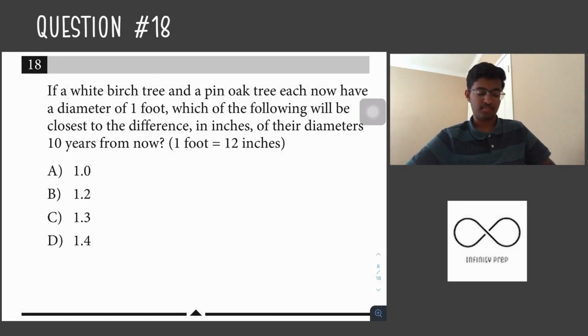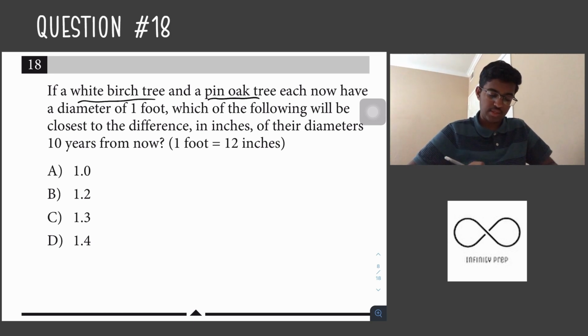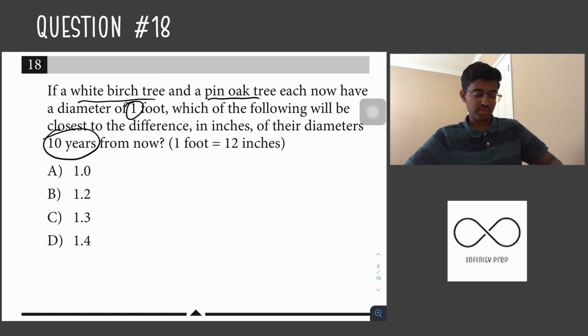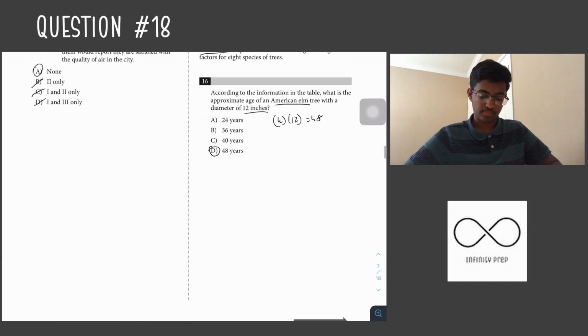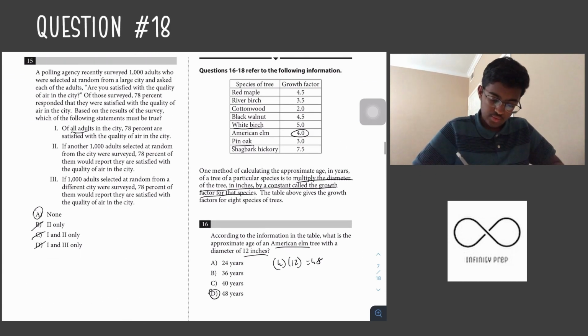Question number 18. If a white birch tree and a pin oak tree each now have a diameter of 1 foot, which of the following will be the closest to the difference in inches of their diameters in 10 years from now? Let's first take a look at the growth factor of the white birch tree and the pin oak tree. The growth factor of the white birch tree is 5.0 and the growth factor of the pin oak tree is 3.0.